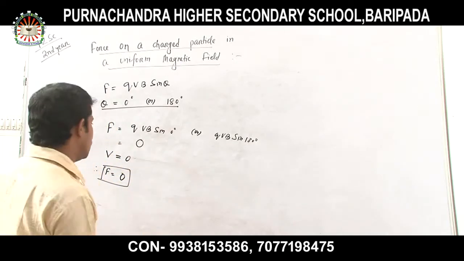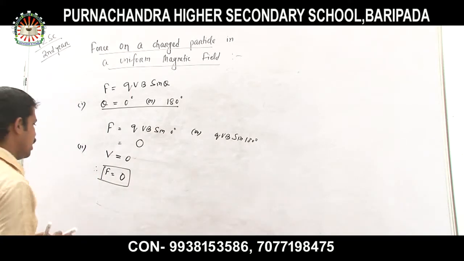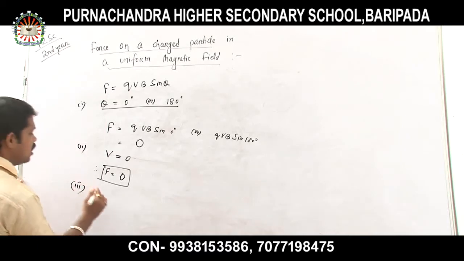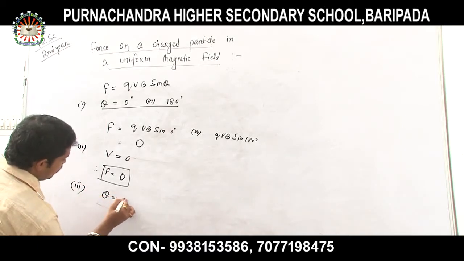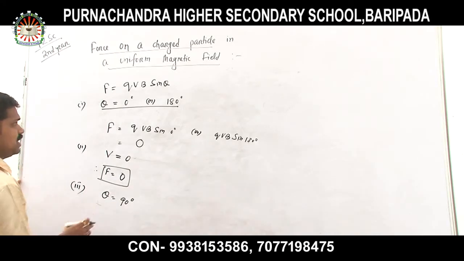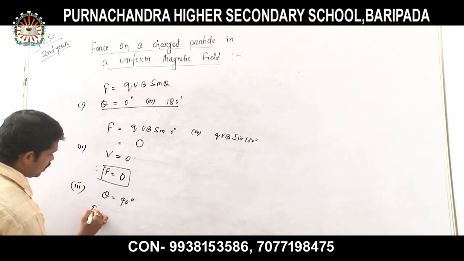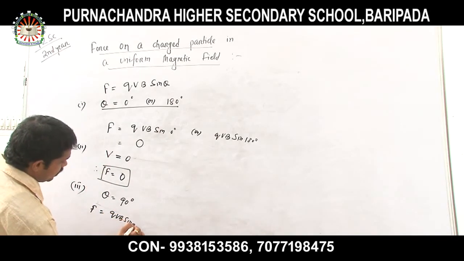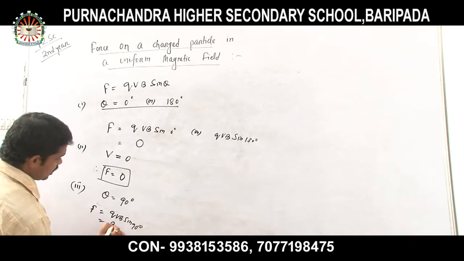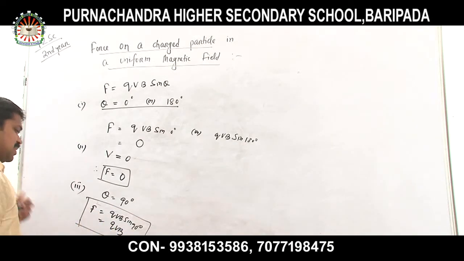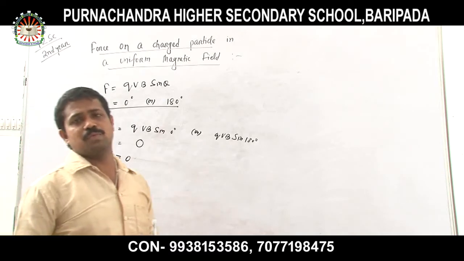Understood all of you? This is case number 2. Now come to case number 3. What about case number 3? If suppose theta is equal to 90 degrees, then what is the value of F? Now F is q v b sin 90 degrees. So that means that is q v b, which is the maximum value of the force.